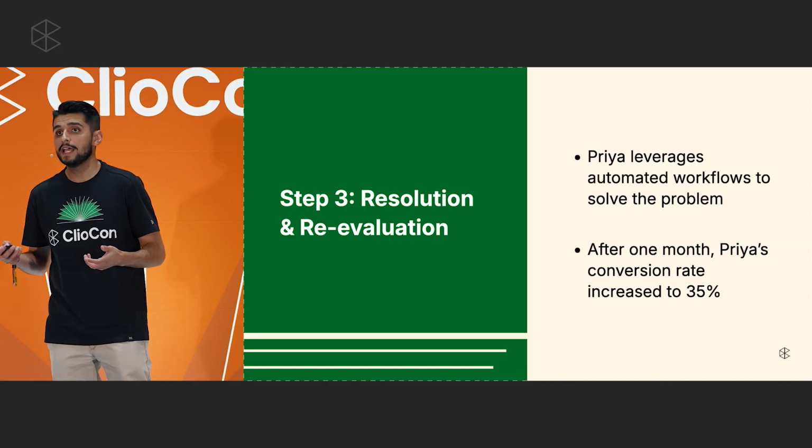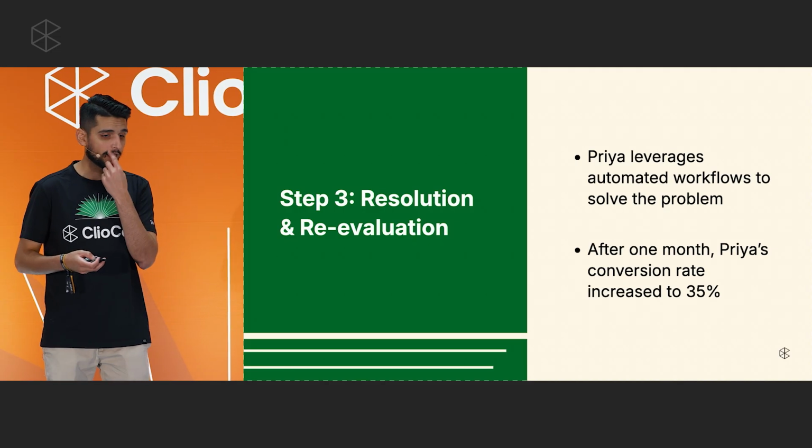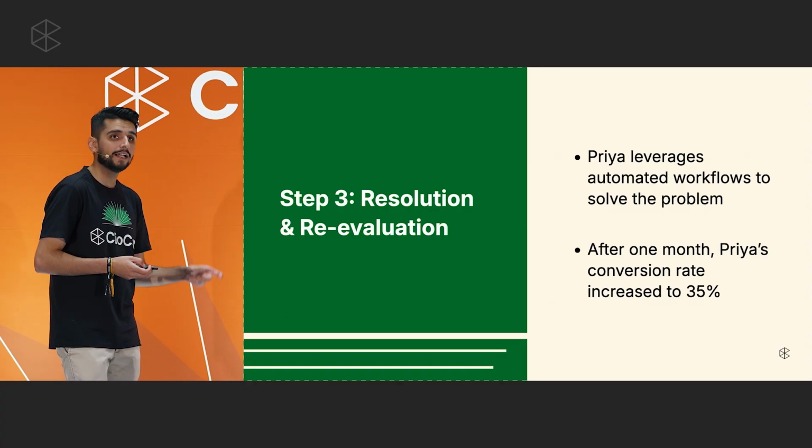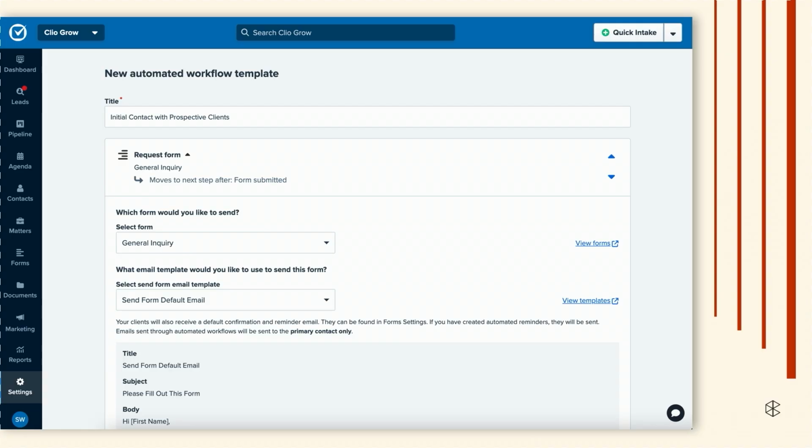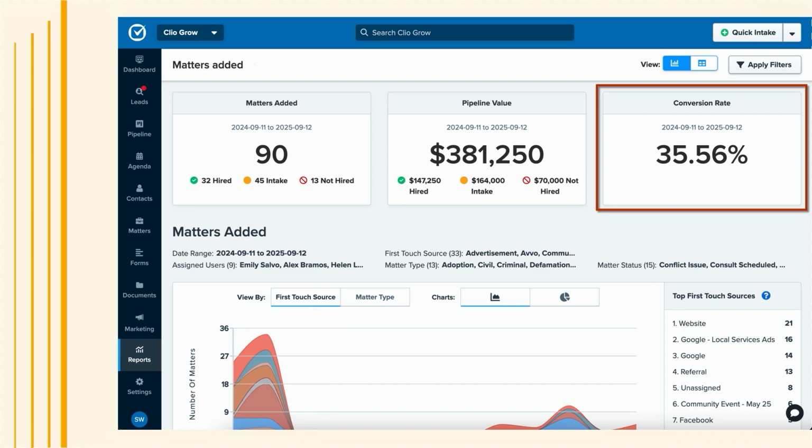So Priya puts her knowledge into action. She goes into her Clio Grow account and she implements a simple but effective solution, an automated workflow. So this workflow is designed to do one thing. The moment a new lead comes in through the firm's website, the system will now automatically send out a personalized email with a link to the intake form. No more manual review, no more drafting emails, no more waiting. And the response is instantaneous, meeting the client where their interest is at their peak.